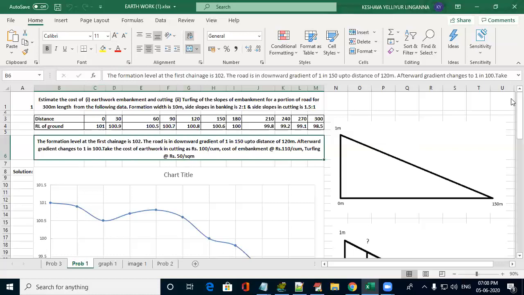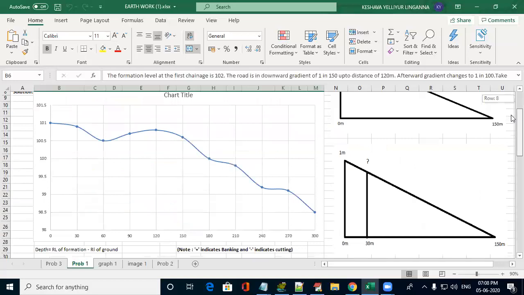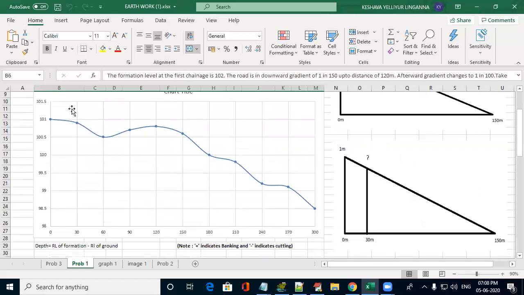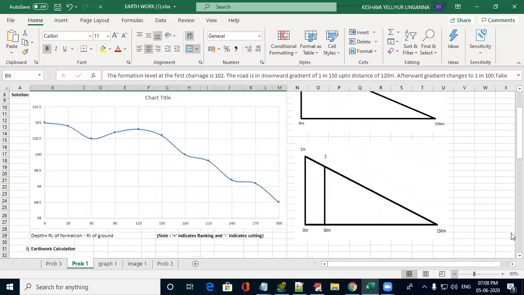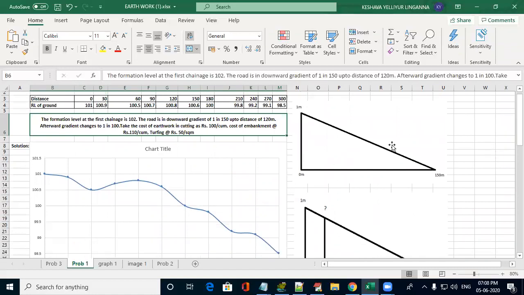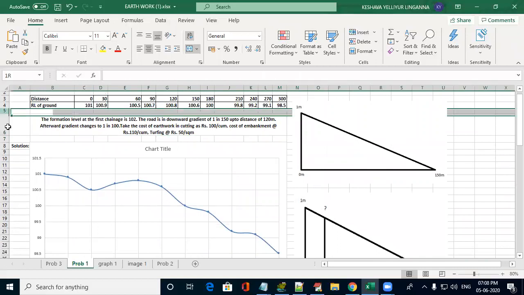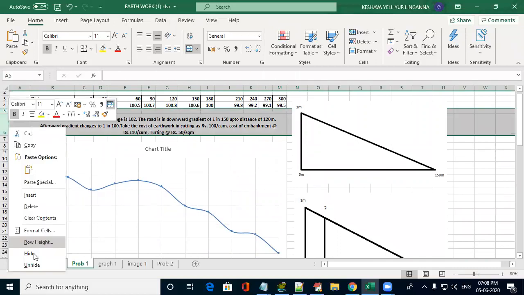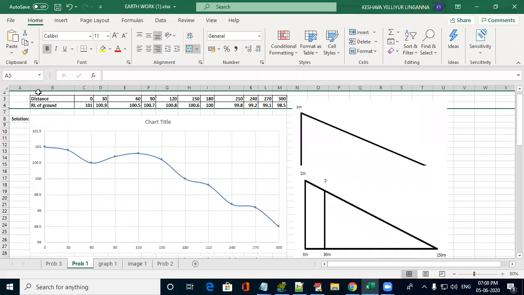For your understanding, I have plotted a graph. This is not required, just for your understanding, just to know how the given values are. How is the ground level? See, at 0th distance, the ground level is 101. RL of the ground level is 101.